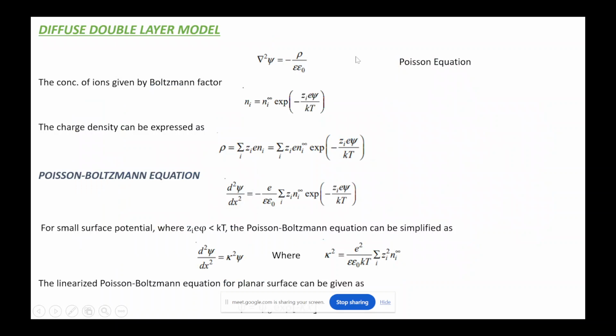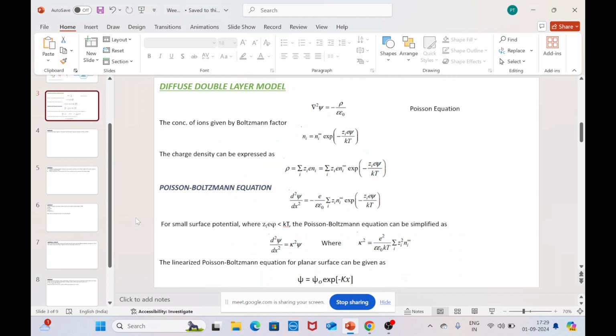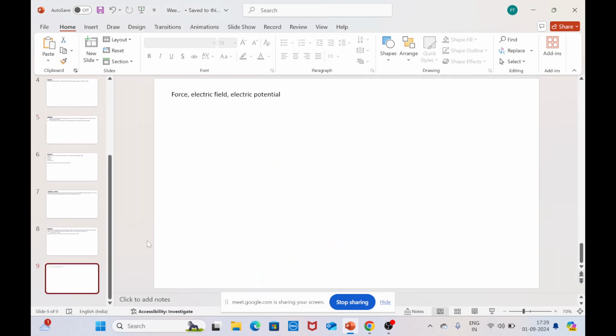So here it comes. First we take up Poisson's equation. I hope you remember how we came up with this particular equation last class. Let me just write that.